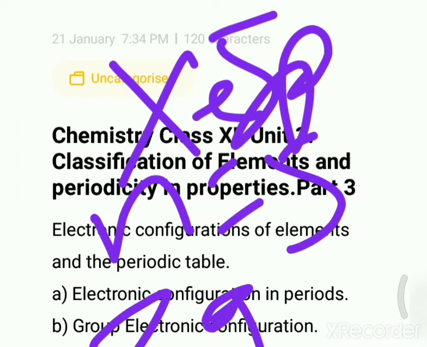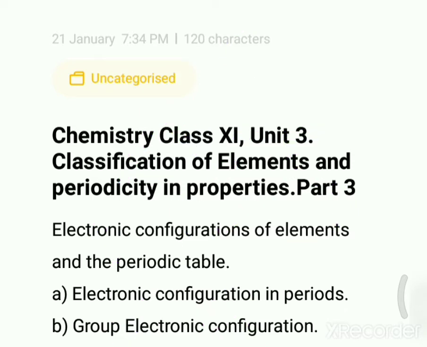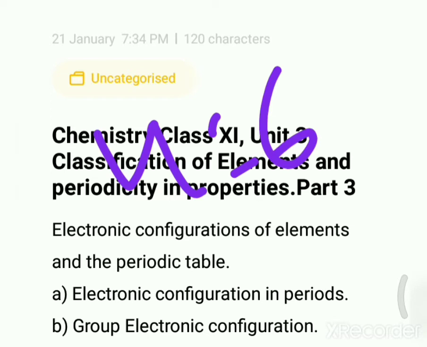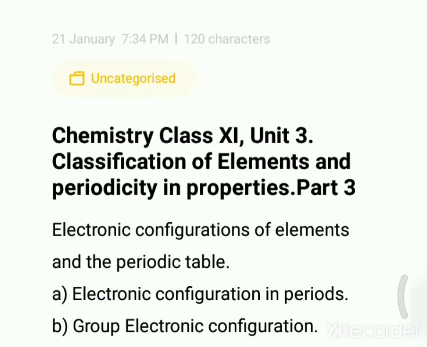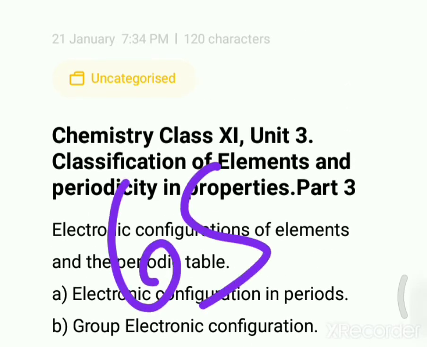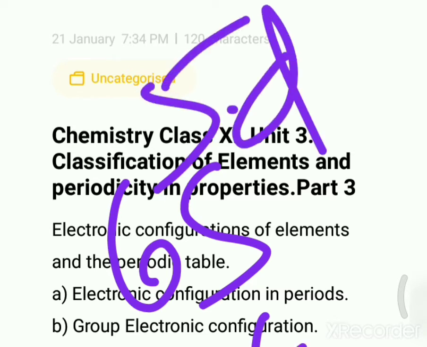The sixth period is n equal to 6. The sixth period contains a total of 32 elements, and successive electrons enter into the 6s, 4f, 5d and 6p orbitals. So in the sixth period the electrons will enter into 6s, 4f, 5d and 6p orbitals.